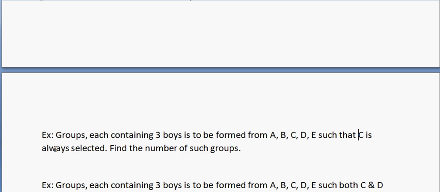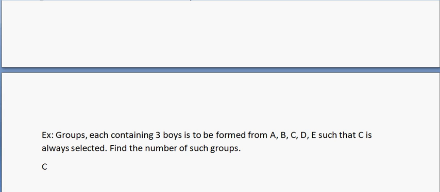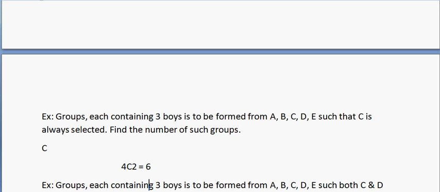Now we have to just select people, right? We are not bothered about the arrangements. We already know that C is always there. We have to just select 2 people out of 4, which means it is 4C2, which is 4 into 3 by 2, which is 6 ways. 4C2 is 6. So there are 6 such groups. Can we write 6 such groups?